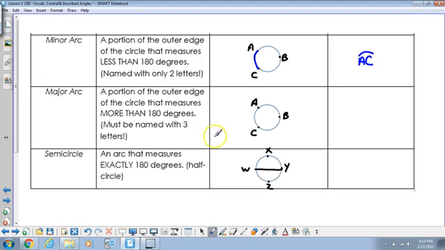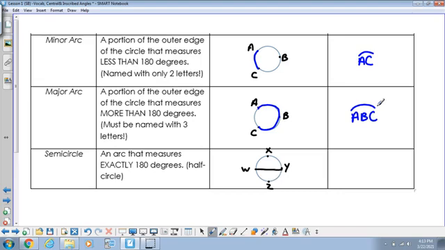A major arc is more than 180 degrees. If we wanted to get from A to C, but not this short distance, if we wanted to go all the way around going through B, then this would be a major arc. Sorry, I can't draw circles very well. And we would name this with 3 letters. We name the endpoints and then a point that it goes through along the way. A, B, C.